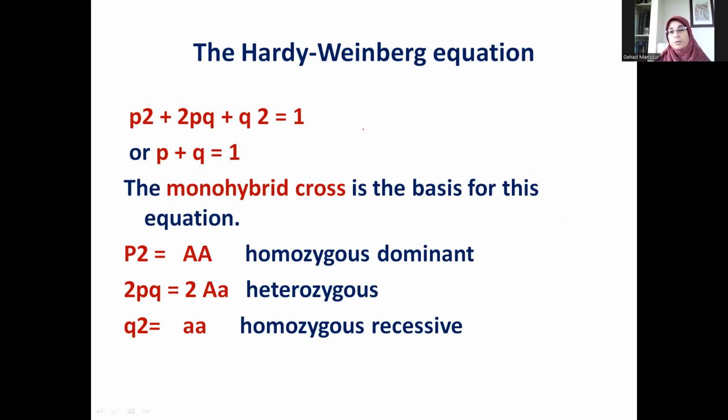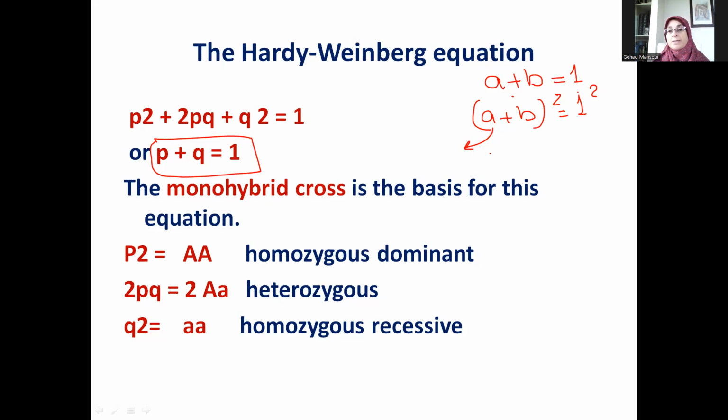How did they get this equation? They started, actually, I should have written this first. It's true that both are equivalent because, as you know, in algebra, if you have A plus B equals 1, then if you square both sides of the equation, then (A plus B) squared equals 1 squared. And therefore, you can expand this. So when you expand it, it will be A squared plus 2AB plus B squared equals 1.